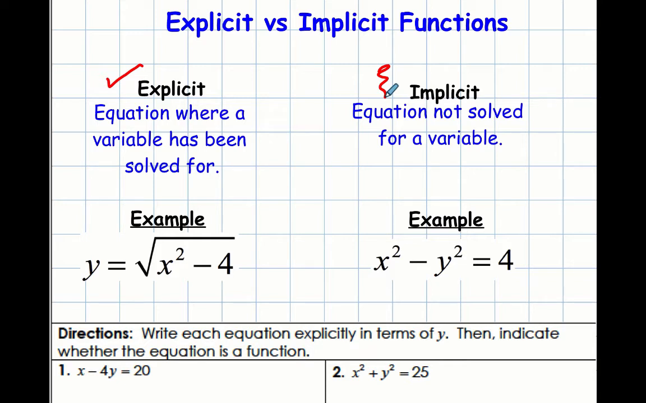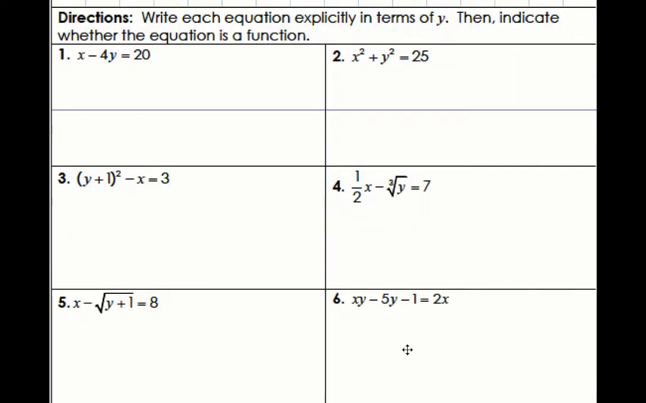So is one variable by itself? If that's a yes, it's explicit. If no variable is all by itself on one side of the equation, then it's an example of an implicit equation. So let's go ahead and see that in action. For some of these, we're going to figure out what it is in terms of y, and then is it a function? So we're going to change it from implicit to explicit.